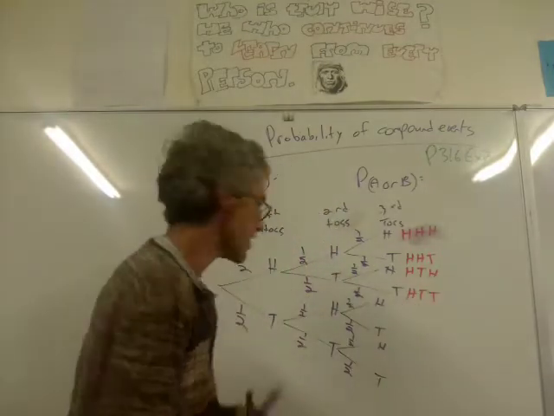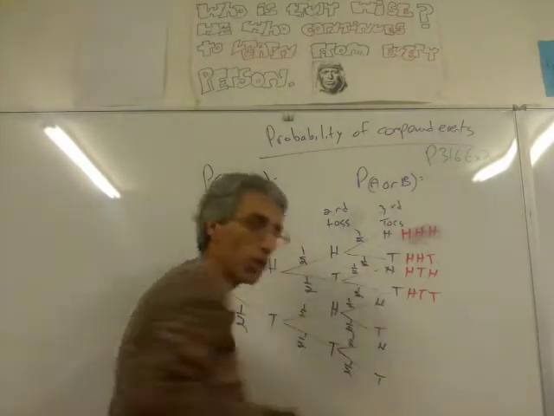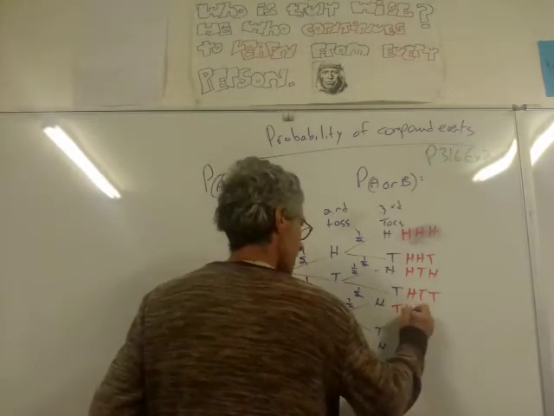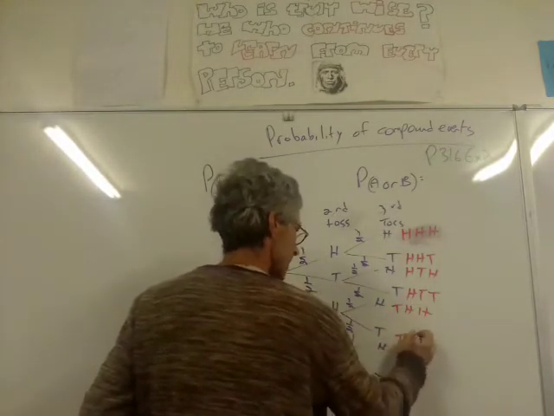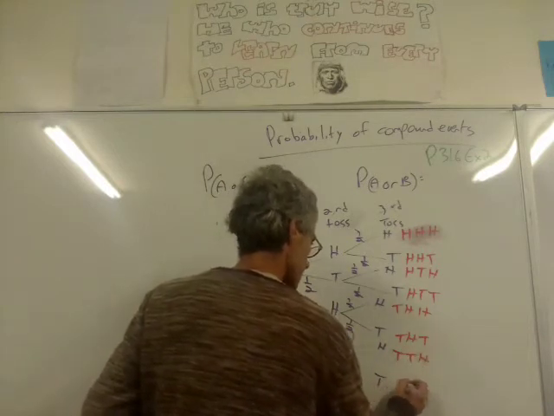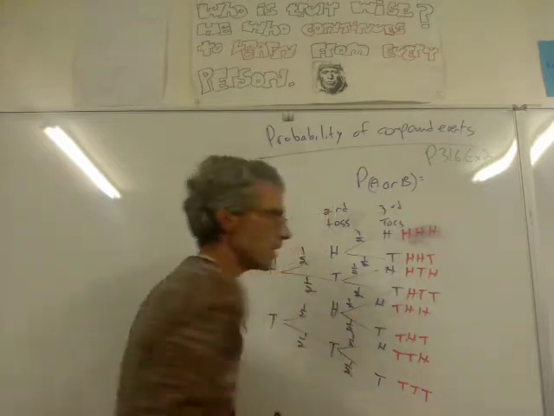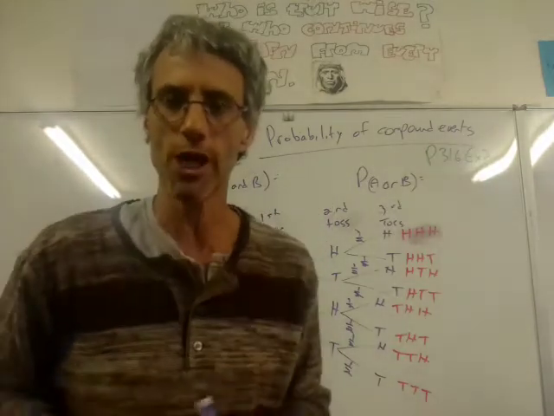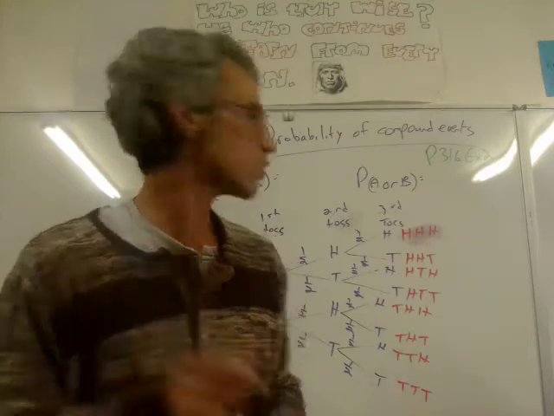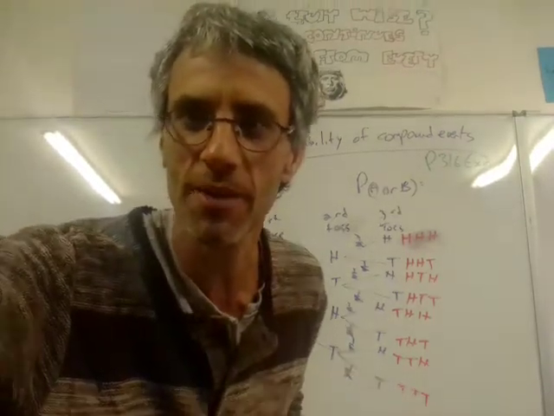Now you see what I'm doing? Easy. I'm just going through each branch and collecting all the outcomes. Tail, head, and head. Tail, head, and tail. Tail, tail, and head. Tail, tail, and tail. I think it's very useful to do that before you even start answering the question. So now we can answer the question.